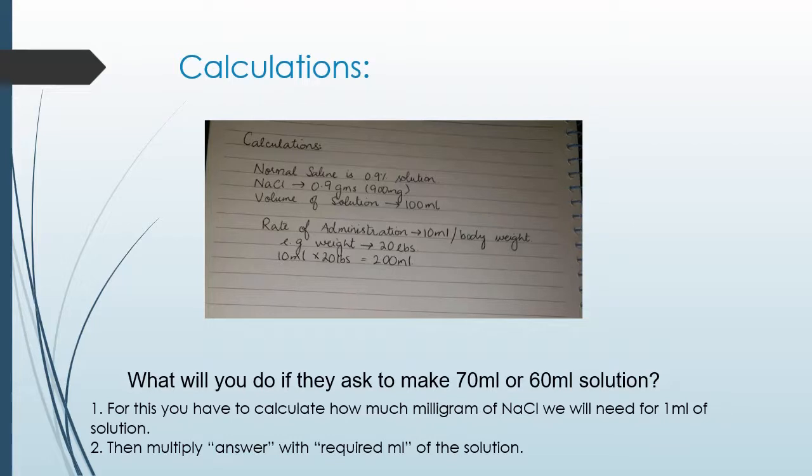Now coming to the rate of administration. Rate of administration is 10 ml per body weight, which is in pounds. You have to keep in mind we are giving the dose according to the body weight in pounds. Example, the weight is 20 pounds. We are going to give 10 ml per pound, which is 200 ml.